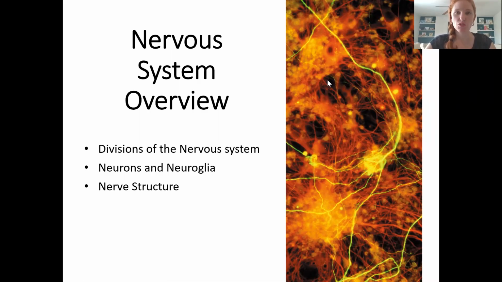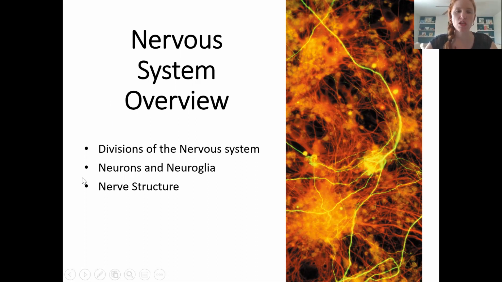Hi everyone. So now we're moving on from the muscles onto the nervous system. We're going to talk about the two different divisions of the nervous system. We're going to have further lectures on the central nervous system and the peripheral nervous system later. Today we're just doing a generalized overview.